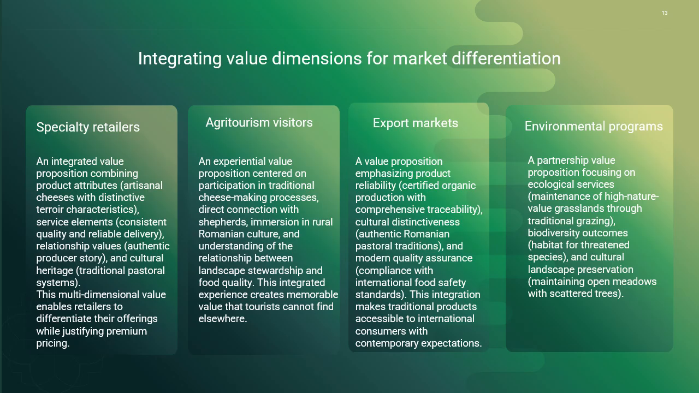For environmental programs, the partnership value proposition focuses on ecological services such as maintenance of high nature value grasslands through traditional grazing, biodiversity outcomes, including habitat for threatened species, and cultural landscape preservation by maintaining open meadows with scattered trees. This approach potentially accesses payments for ecosystem services beyond conventional product markets, diversifying revenue streams while supporting conservation objectives. These examples demonstrate how integrating multiple value dimensions creates robust market differentiation strategies.